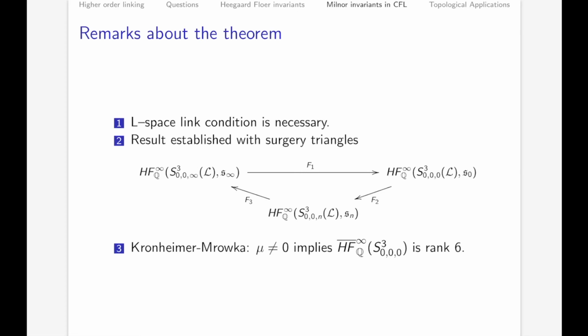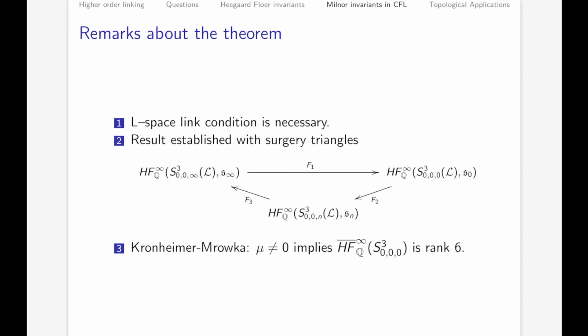So this result is established using surgery triangles, and it's roughly something that looks like this. We have a 3-component link, and we'll be doing either all 0 surgery, 0, 0, and then infinity surgery, or 0, 0, and then large surgery. And then the comparison to monopole Floer homology that we need to make is because Kronheimer and Mrowka have a theorem that says if the triple linking number is non-zero, then the monopole Floer homology of 0 surgery is rank 6, which is a piece of information that we need to use in the surgery triangle arguments that we want to make.